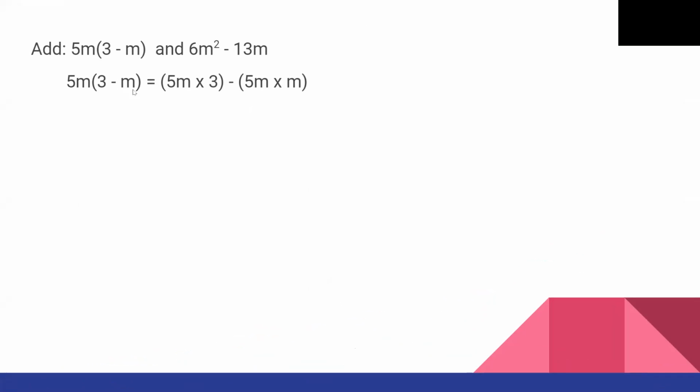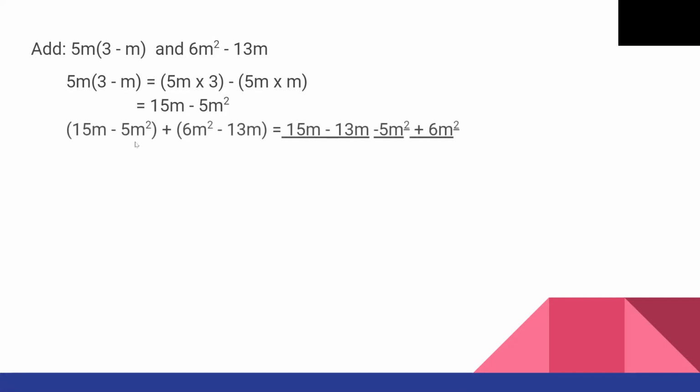5m into 3 minus m. So first 5m we have to multiply with 3, minus, then 5m we have to multiply with m. So what will come? 3 5s are 15m minus 5m into m will become 5m square. Now with this, the second binomial we have to add. So let us write, I have written the first one in bracket, that is 15m minus 5m square plus, then the second polynomial also written in another bracket, 6m square minus 13m.